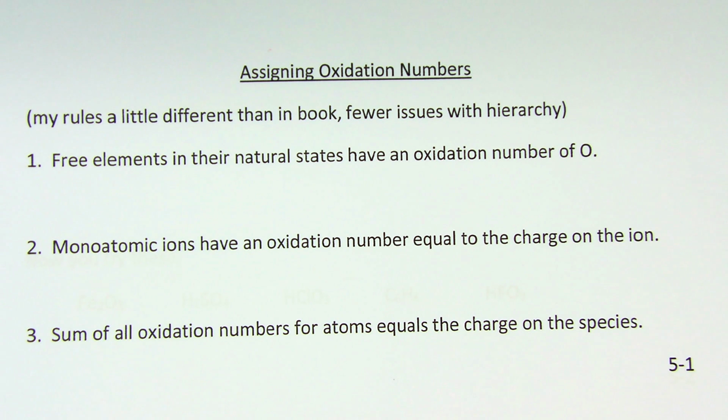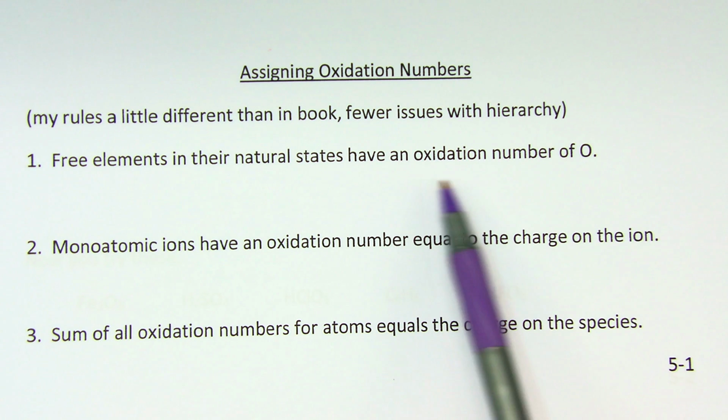So, assigning oxidation numbers, we look at the rules, and these rules are important that you learn them and you learn to apply them in the order in which they're written. You have to start at the top and work your way down because things that are earlier in this list of rules have preference and they have hierarchy. So we're going to go through this quickly, and it'll probably make no sense.